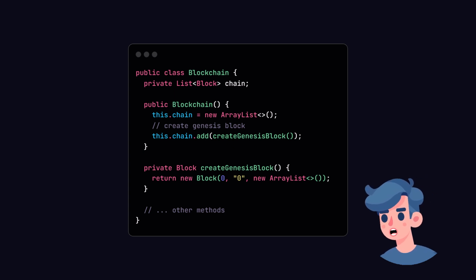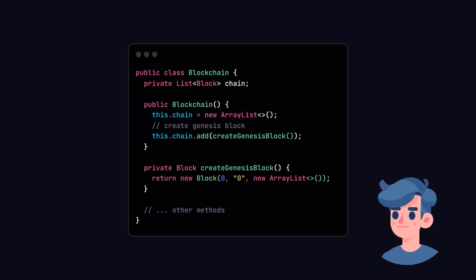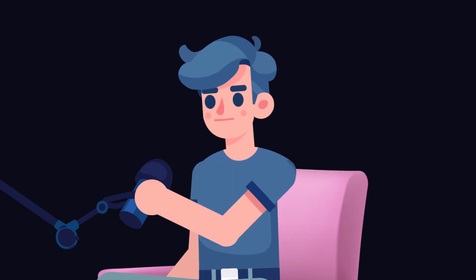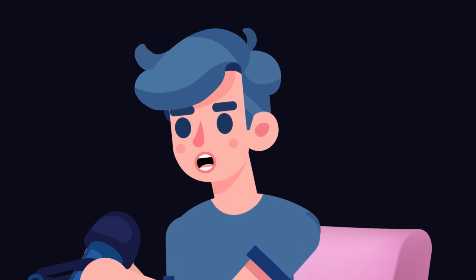Let's create a class named blockchain that will manage our chain of blocks. Each block will contain a list of transactions, a timestamp, and a reference to the previous block's hash. This blockchain class starts with an empty chain and immediately adds a genesis block to start our blockchain. The genesis block is the first block in the chain, and it doesn't reference any previous block. Note that we're using an array list to store our blocks.